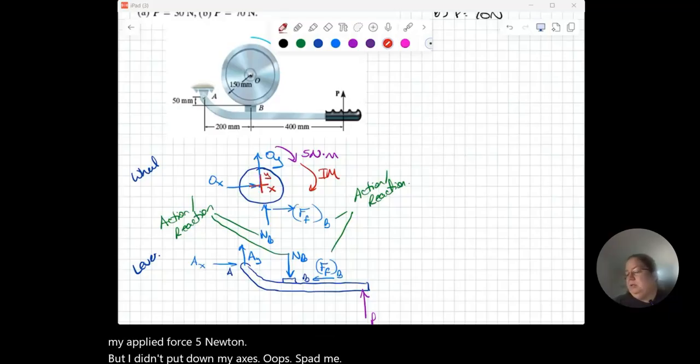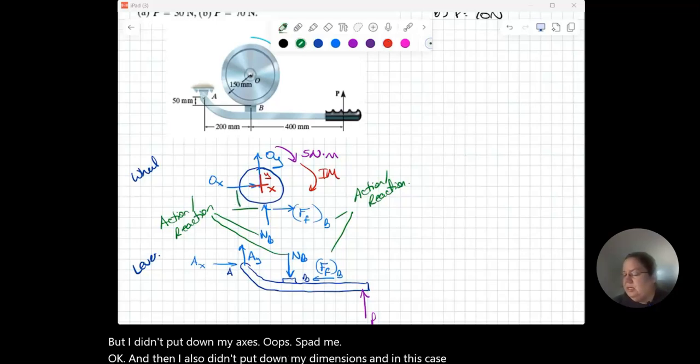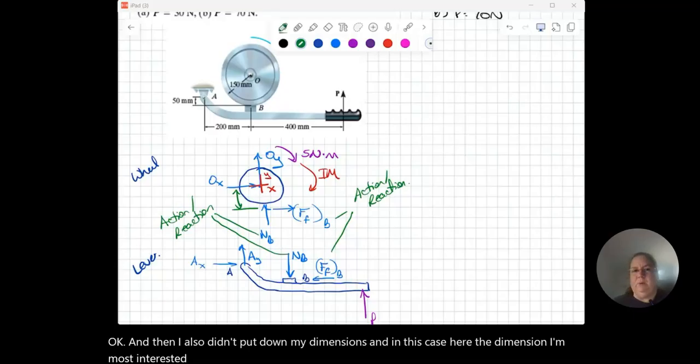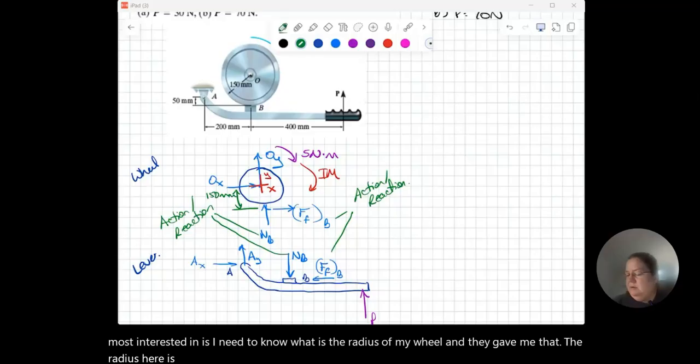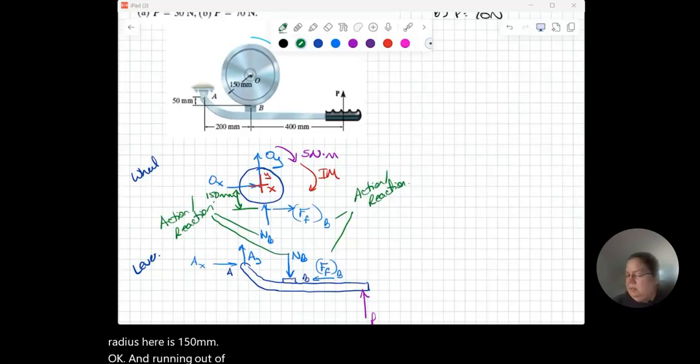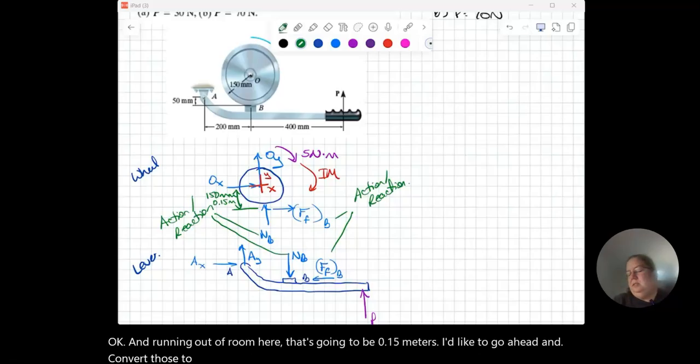Okay, and then I also didn't put down my dimensions. And in this case here, the dimension I'm most interested in is the radius of my wheel. And they gave me that the radius here is 150 millimeters. Running out of room here, that's going to be 0.15 meters. I like to go ahead and convert those to meters, so I move it 3 decimal places to the left. That's 0.15 meters for when I get to my moment equation.